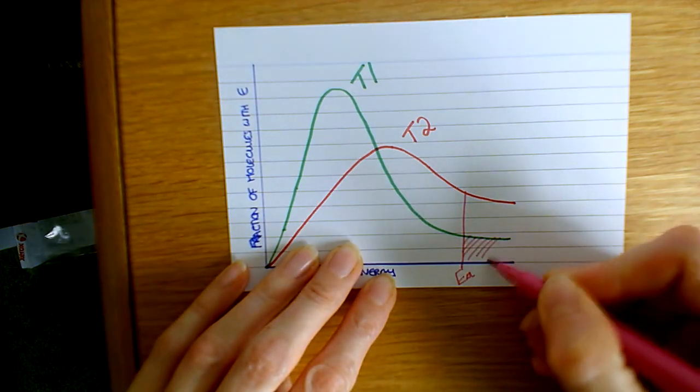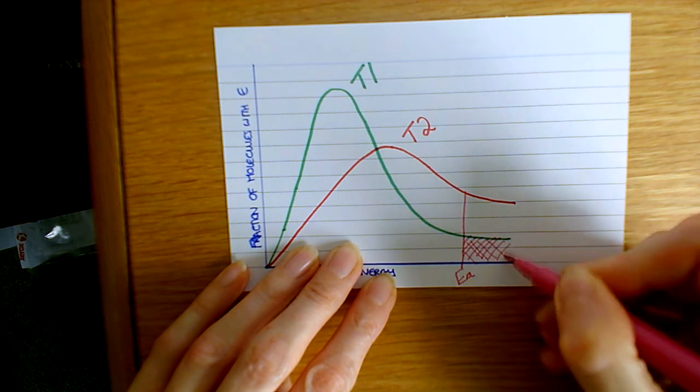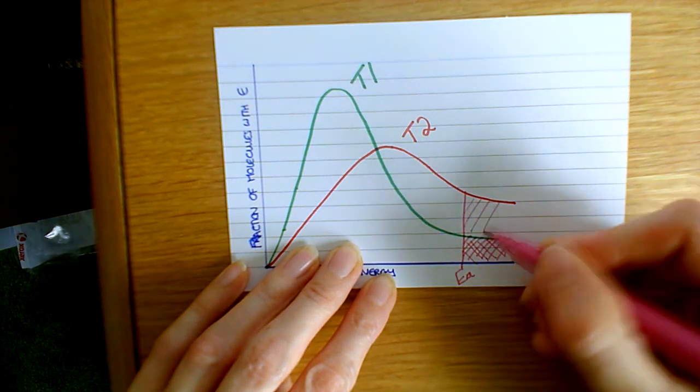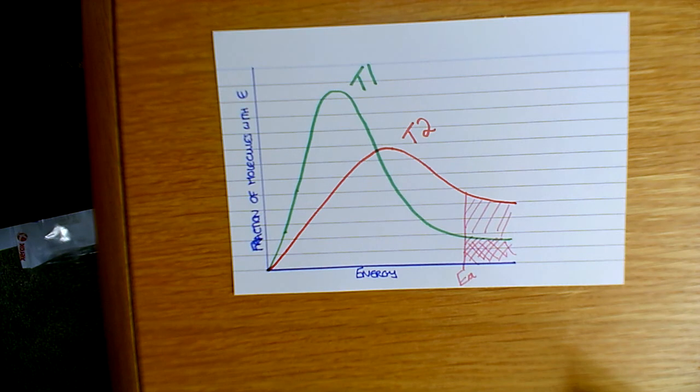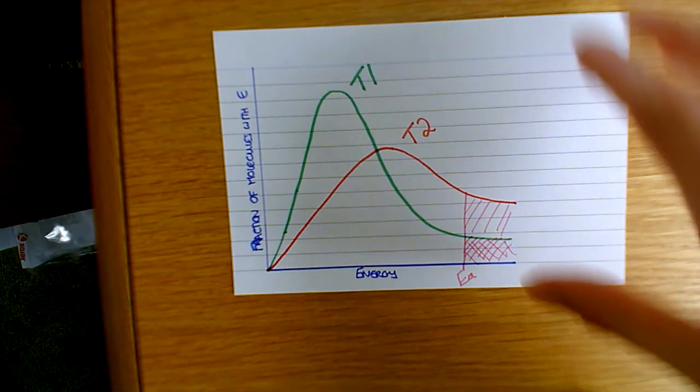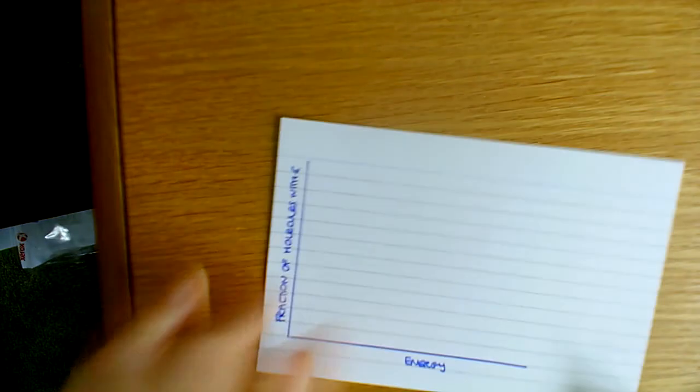So for the green graph, it's going to be like this, and then for the red graph it's the area under here. So for the red graph, which is T2, the higher temperature, the area under the graph is much higher than T1, so there are more molecules reaching activation energy. So that's a good explanation of why T2 has got a bigger, faster rate of reaction.